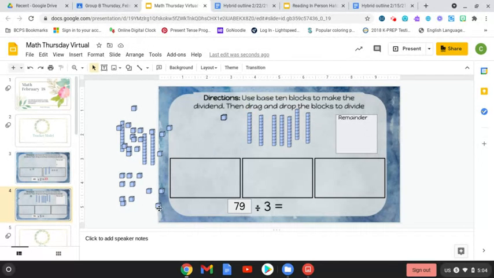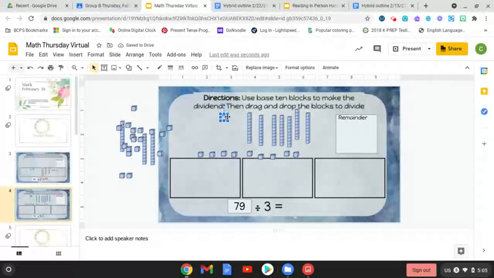To get 9, I'm going to move these over. 1, 2, 3, 4, 5, 6, 7, 8, and 9. Okay. This is just a template, so please ignore that. Just focus on the ones I put here.